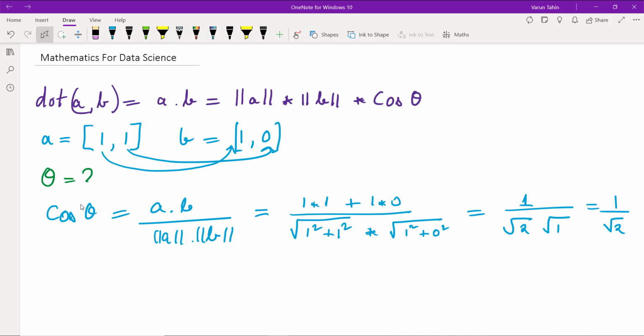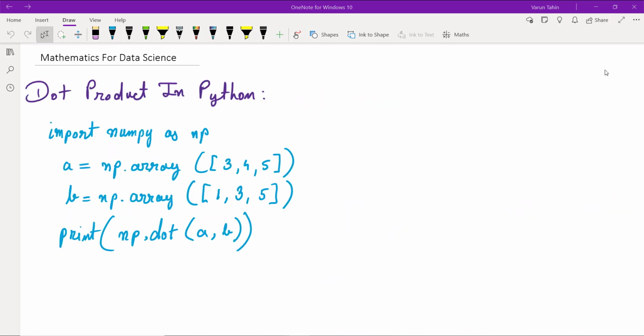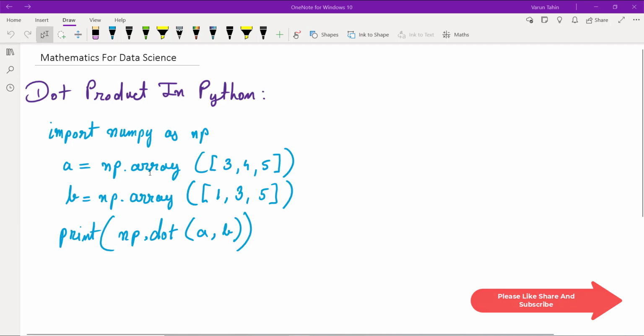Now guys, from the previous table we have seen that the value of 1 by square root 2 comes when theta's value is 45 in the cos theta. Therefore theta becomes 45 degrees. Now performing the dot product of two vectors in Python is very easy. It is done using the NumPy library, which we have already seen in the previous sessions. Using the array functionality in NumPy, we can store the vectors represented by A and B here and use the np.dot function on these vectors to get the result.